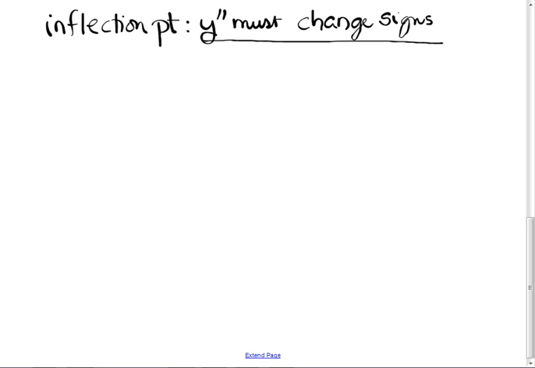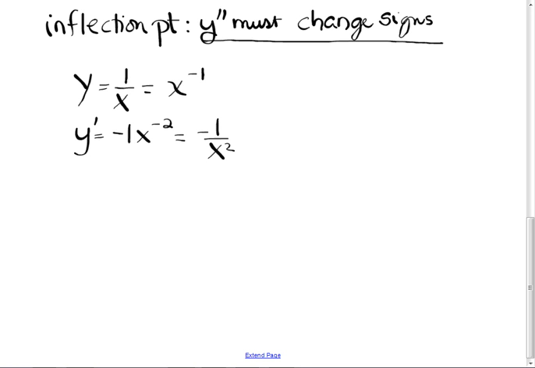If I take y equals 1 over x, does anybody remember the derivative of that? Let's do rules of derivatives. It's -1 times x to the -2, or -1 over x squared. What's the second derivative? It's 2x to the -3, which is 2 over x to the 3rd.